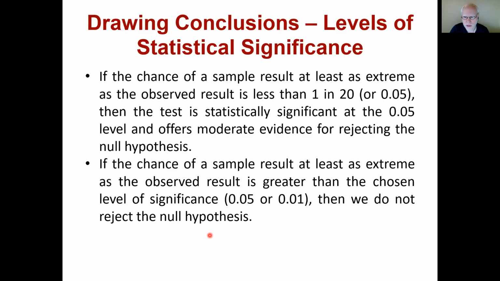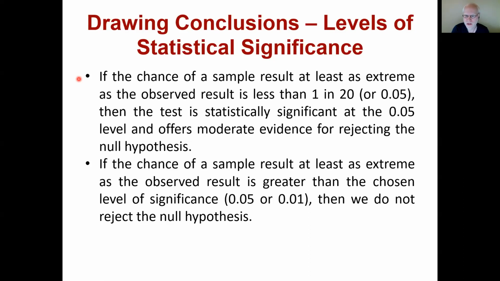If the chance of a sample result at least as extreme as the observed result is less than 1 in 20, or 0.05, so 5%, then the test is statistically significant at the 0.05 level and offers moderate evidence for rejecting the null hypothesis. That would mean if we had a population proportion of 0.5, our null hypothesis, so 50% boys, 50% girls, we'd get a result as extreme as 64% only 5% of the time. So we'd get 64 girls or greater only 5% of the time, so 1 in 20.